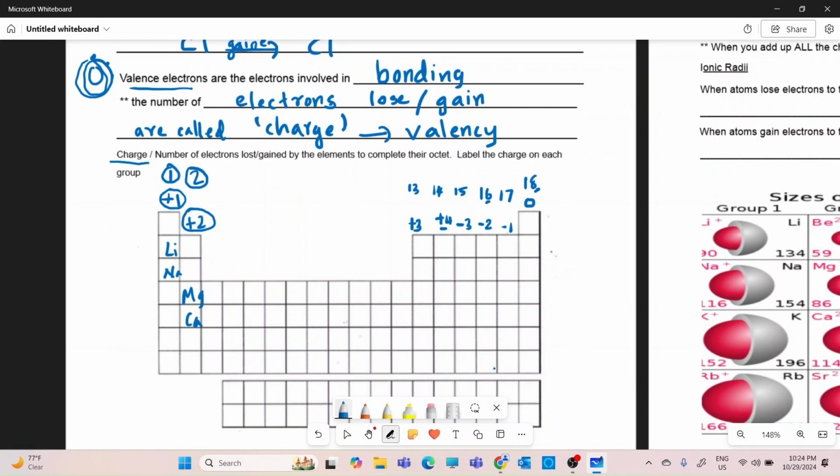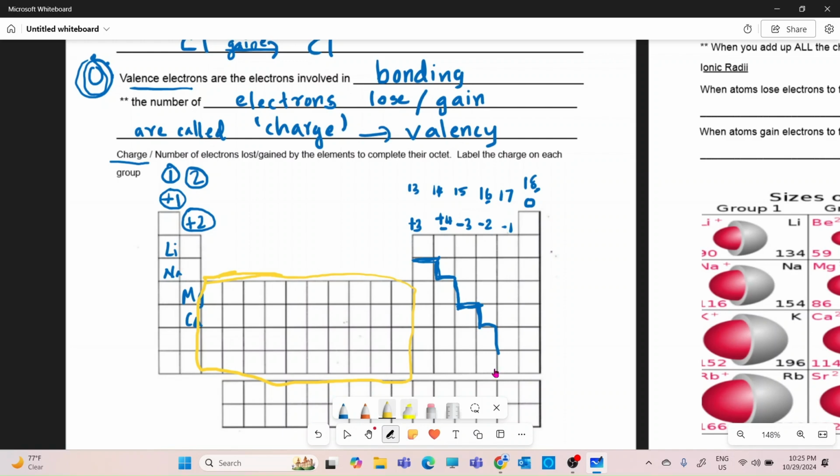And also remember the staircase. I'm going to draw the staircase here. Everything above the stairs are non-metals. Everything below the stairs are metals. So metals will always lose electrons and non-metals will always gain electrons. And for these ones, we didn't talk anything about the transition metals. Remember, transition metals are always a little different.